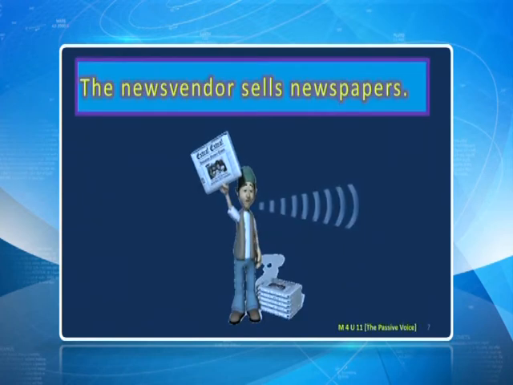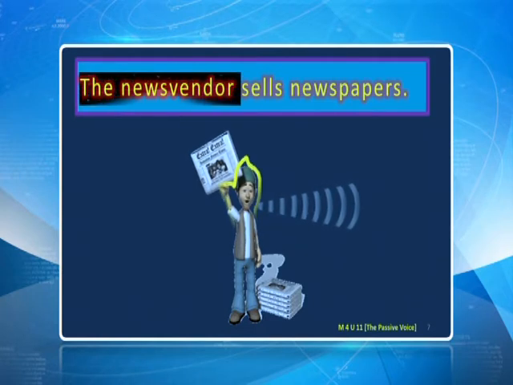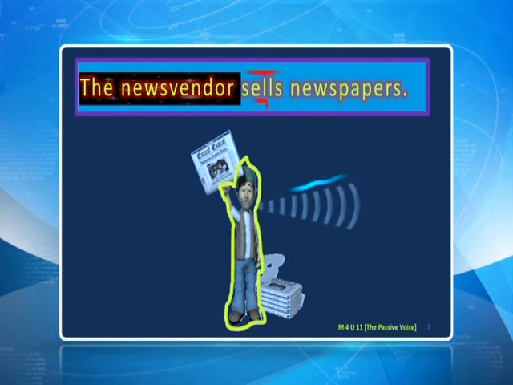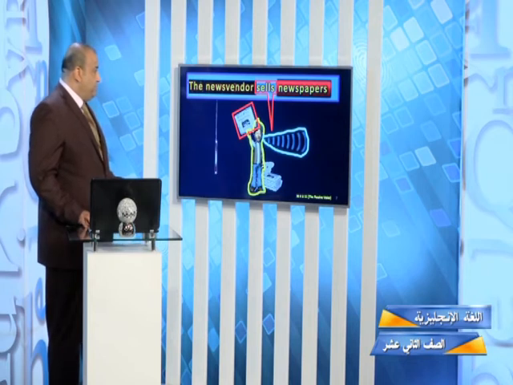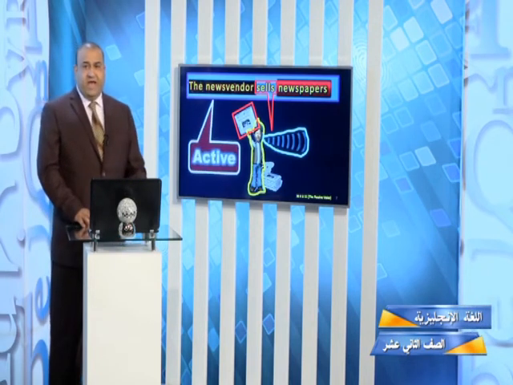Let's take an example. As you can see here, the news vendor sells newspapers. This is a simple sentence consisting of three main components. The first one is the news vendor, then the verb, which is sells, and then we have the object, which comes after the transitive verb. This is called an active sentence.